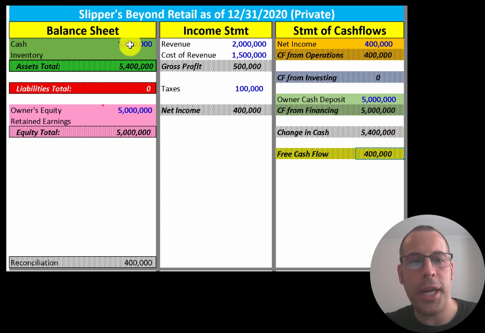And you can see that's our cash balance currently, $5.4 million. $400,000 from cash flow from operations and $5 million from cash flow from financing. Our free cash flow is $400,000, which is equal to our net income. That's not always the case. Sometimes free cash flow is more than net income, sometimes it's less.